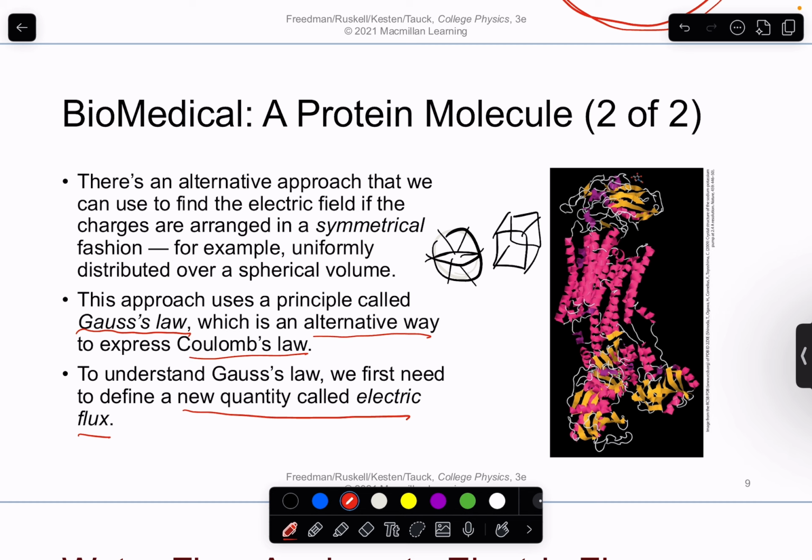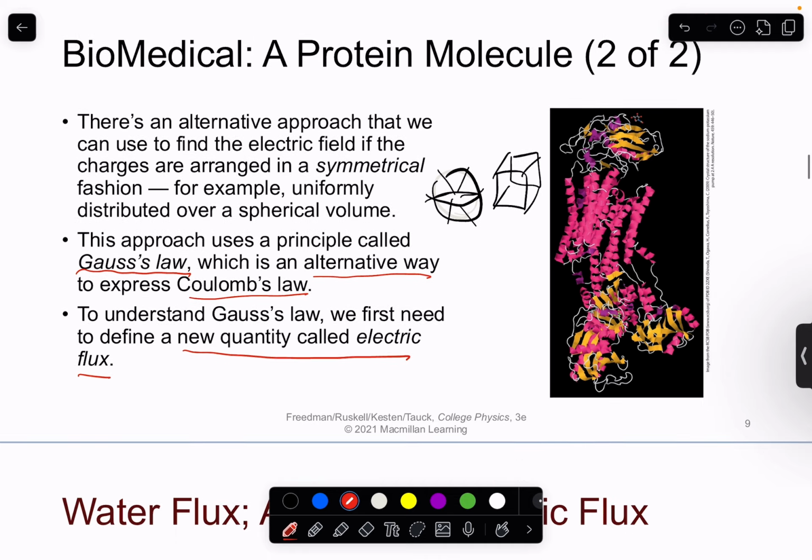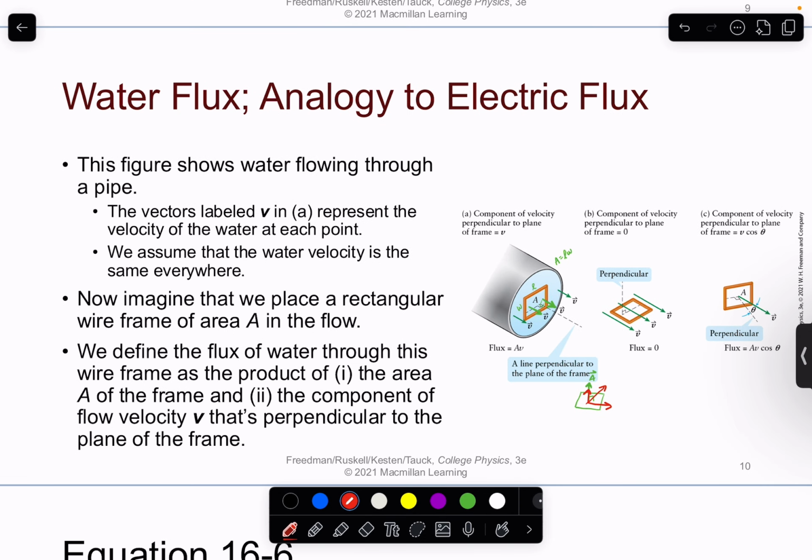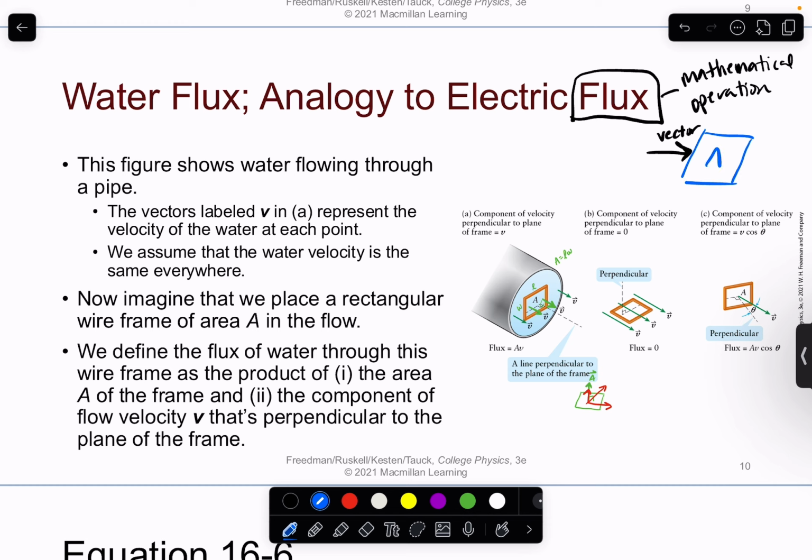Okay, so we're going to kind of back up a little bit. We're going to talk about electric flux and how to calculate it. So in general, flux is a mathematical term. It's a mathematical operation. It actually has a couple of different definitions, but in this case, the definition of flux is taking a vector, and seeing how much of that vector passes through a surface area, A.